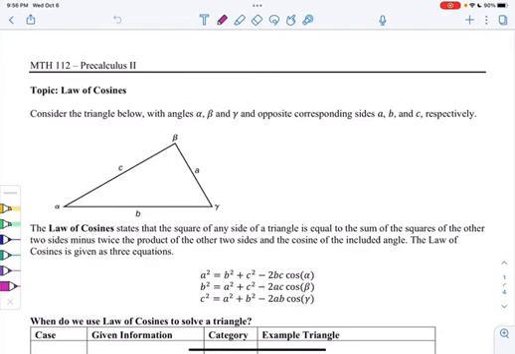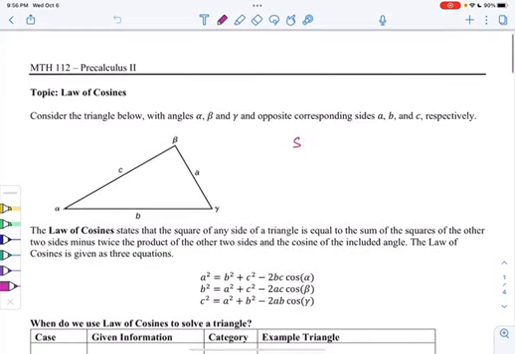We started out with special right triangles, but as the name suggests, this only applies to right triangles that have these special angles, like 45, 45, 90, or 30, 60, 90. So then we used some right triangle trigonometry, and that helped us to solve other types of right triangles.